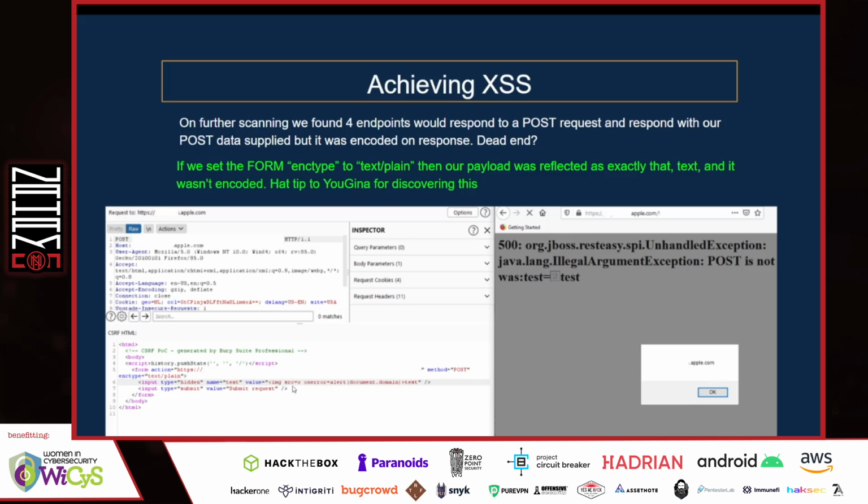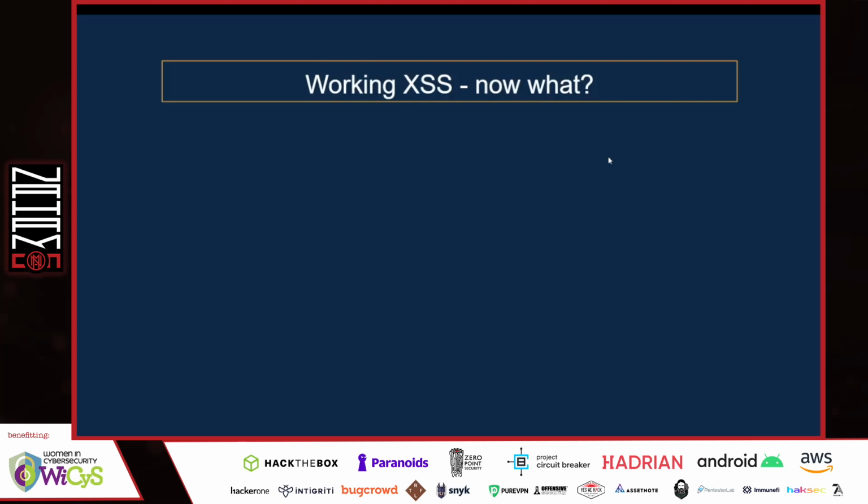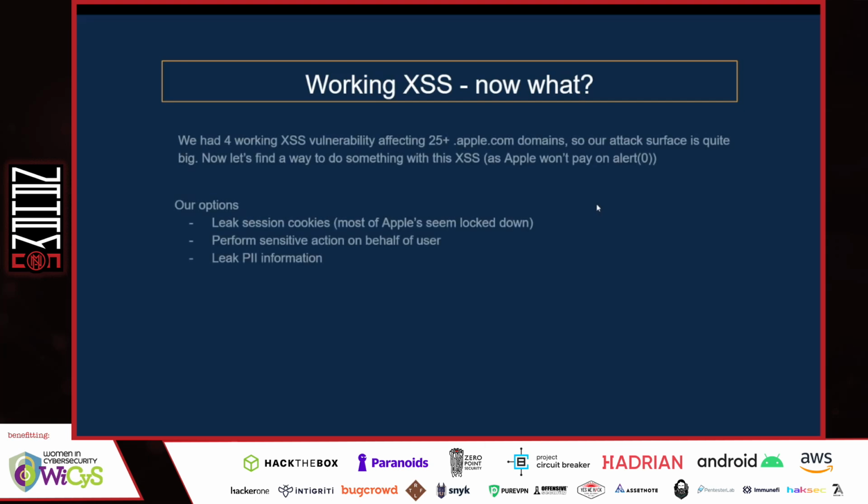And we managed to get XSS. As you can see here, we have form action along with the domain, method post, and then enctype text/plain. This specific endpoint would take any post data you give it. So we literally just give it test and then the payload, img src=x onerror=alert. And there we have our XSS. But working XSS, now what? What do we do now?